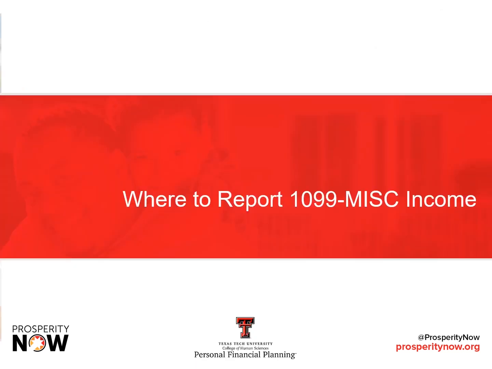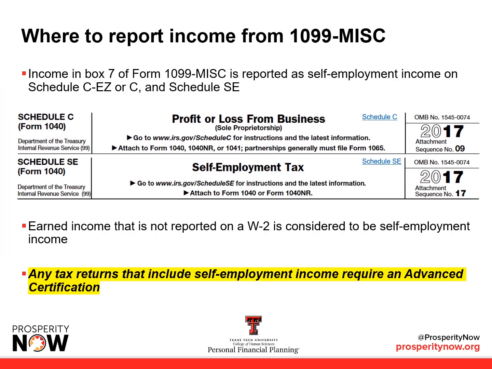So, where do you report Form 1099 miscellaneous income? Income in Box 7 of the Form 1099 miscellaneous is reported as self-employment income on the Schedule CEZ or Schedule C and the Schedule SE. Any earned income that is not reported on the W-2 is considered self-employment income. Any tax returns that include self-employment income require an advanced certification.